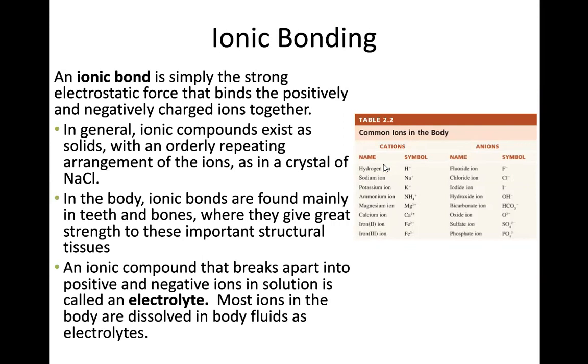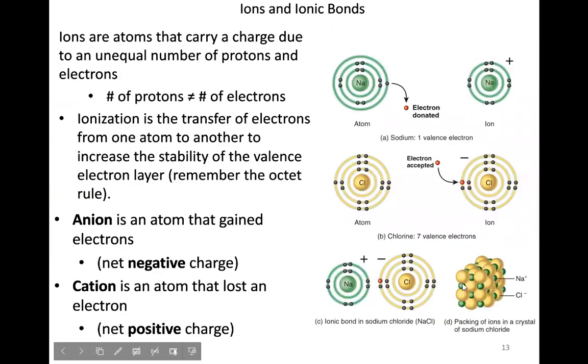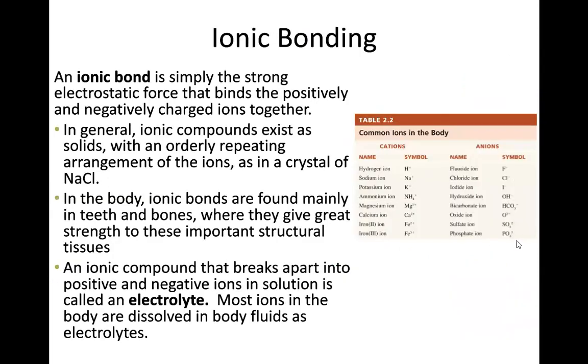This is simply the strong electrostatic force binding positively and negatively charged ions together, or cations and anions. In general, ionic compounds exist as solids with an orderly repeating arrangement of the ions, as in a crystal of sodium chloride, where all those sodiums and chlorides are kind of just clumped together. What do we best know sodium chloride as? Table salt. In our body, ionic bonds are found mainly in our teeth and bones. Calcium ionically bonds to certain things and gives really great strength to our bones and teeth.